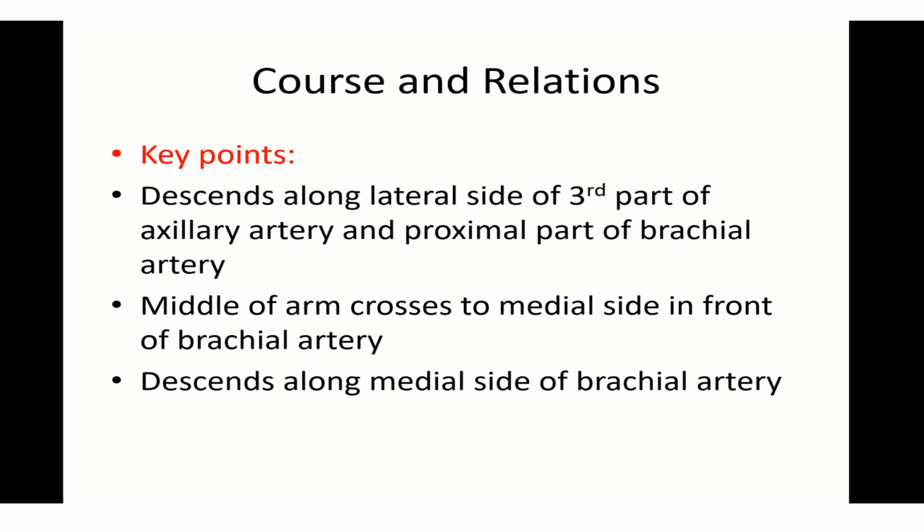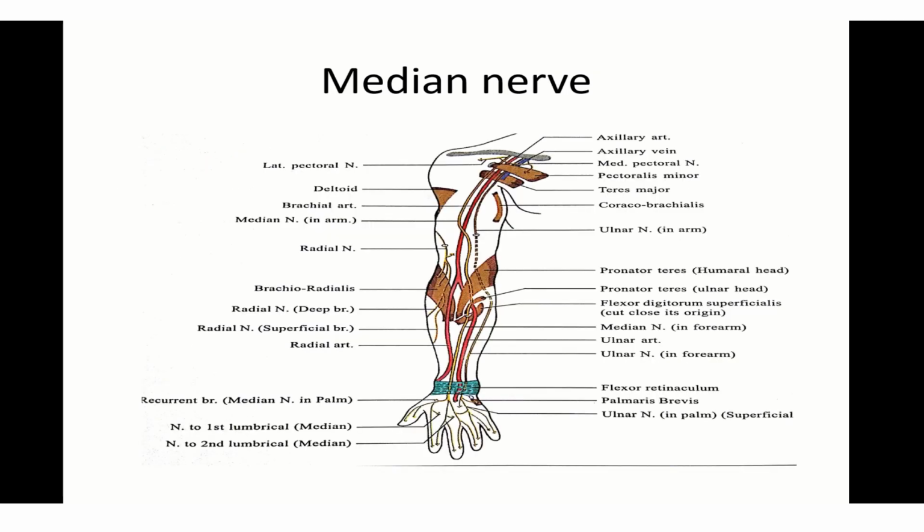So in the course and relations, the key points are: descends along lateral side of third part of axillary artery and proximal part of brachial artery. So in the middle of the arm, crosses to medial side in front of brachial artery. Descends along medial side of brachial artery.